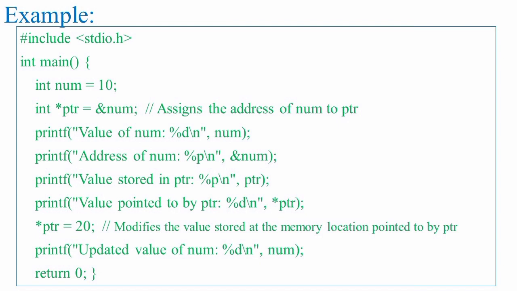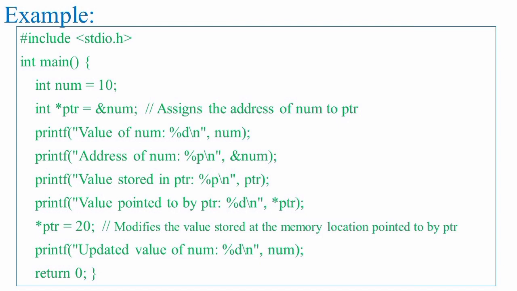In this example, I declared an integer variable num and initialized it with the value 10. Then I declared an integer pointer ptr and assigned the memory address of num to pointer ptr using the address of operator, ampersand. The first printf statement prints the value of num, which is 10, and the second printf statement prints the memory address of num using the address of operator ampersand. The third printf statement prints the value stored in ptr, which is the memory address of num.